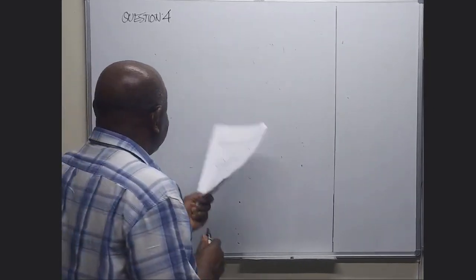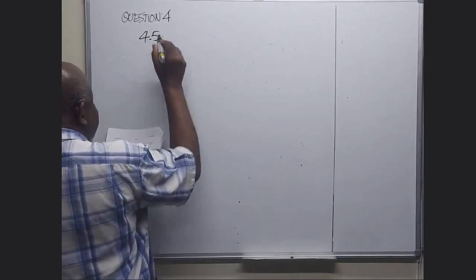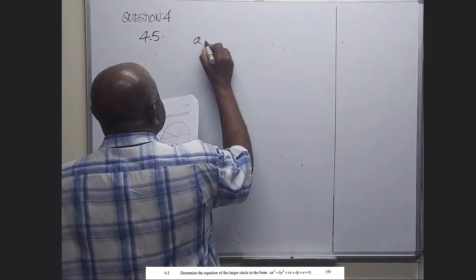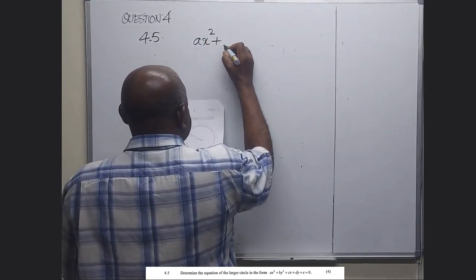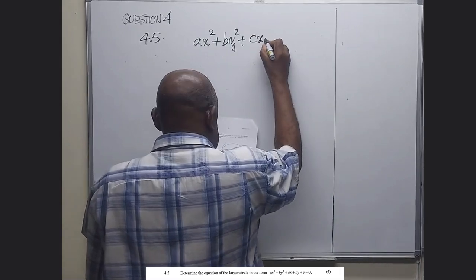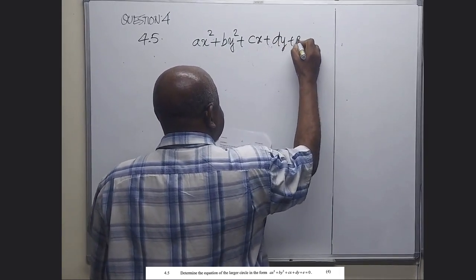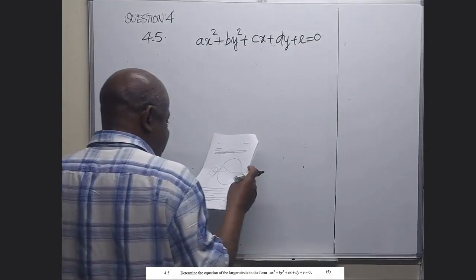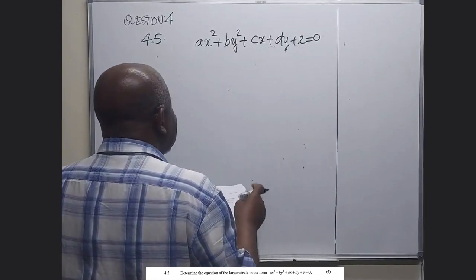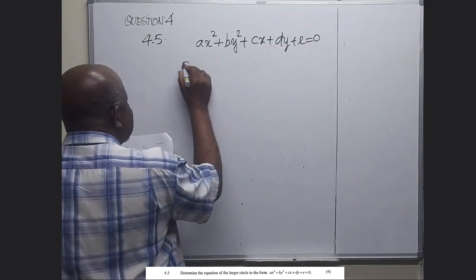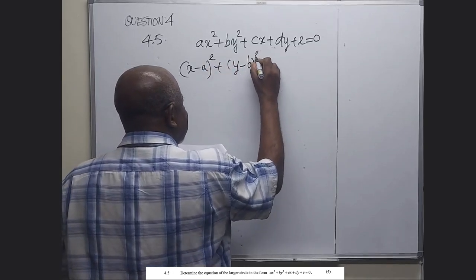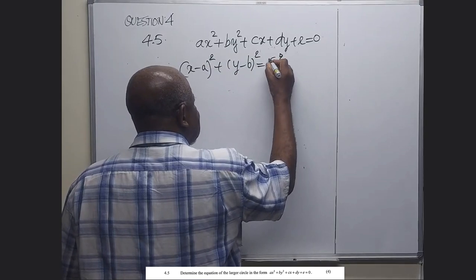The next question is 4.5. Question 4.5 is: determine the equation of the larger circle in the form ax squared plus by squared plus cx plus dy plus e is equal to 0. So remember, the standard form of the equation of a circle which is not centered at the origin is (x minus a) squared plus (y minus b) squared is equal to the radius squared.